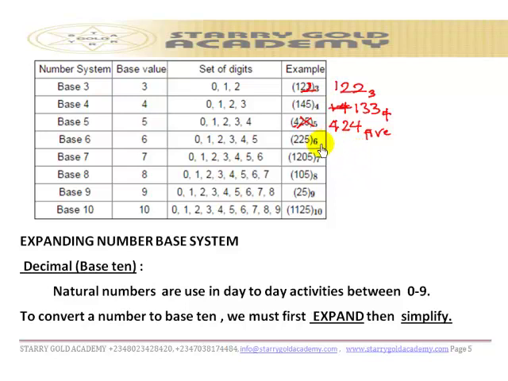The highest digit in base 6 is 5. This one is correct, acceptable. Base 7 is also acceptable. Base 8 is acceptable, base 9 is acceptable, base 10 is also acceptable.